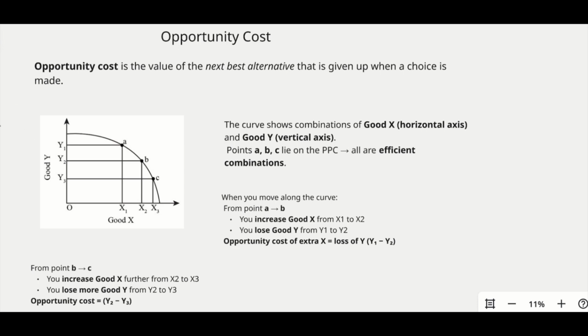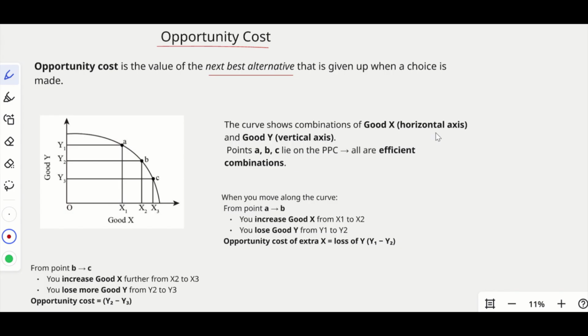Hi all. Now we are going to learn about opportunity cost. So what is opportunity cost? It is the value of the next best alternative that is given up when a choice is made. The choice can be of any type.